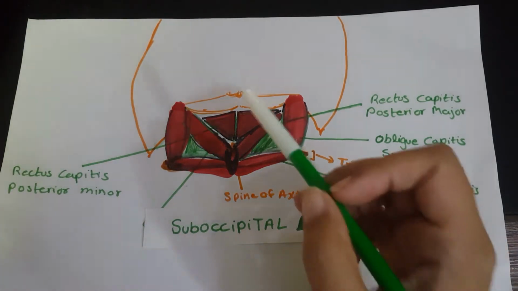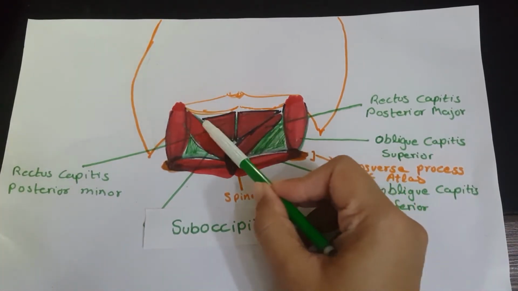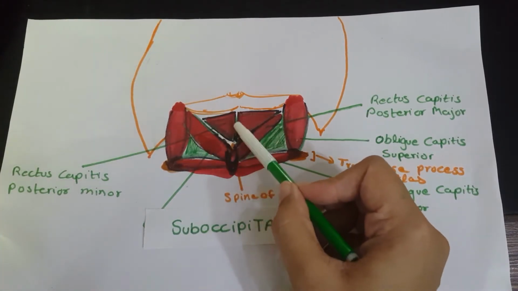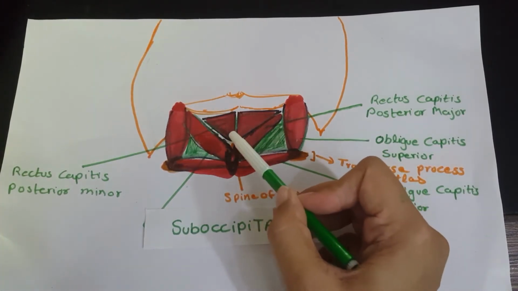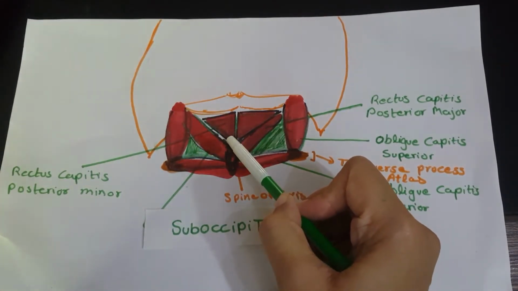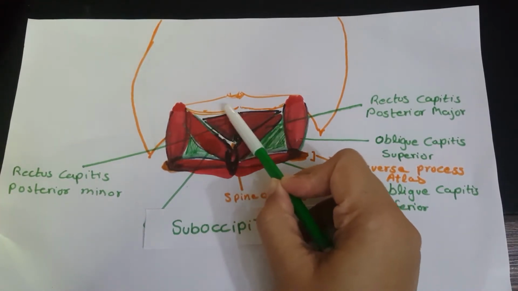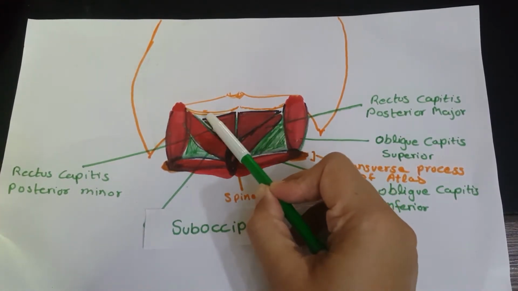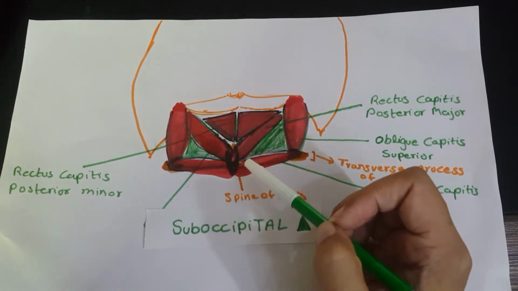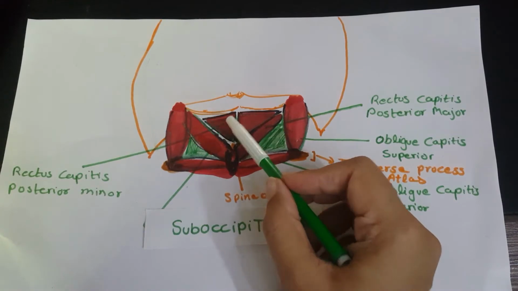Now let us discuss the origin and insertion of rectus capitis posterior minor muscle. Rectus capitis posterior minor muscle originates from the posterior tubercle of the atlas vertebra. Atlas vertebra is the first cervical vertebra. And this muscle is inserted on the middle part of the area just below the inferior nuchal line, as you can see in the diagram. Rectus capitis posterior minor muscle extends the head.